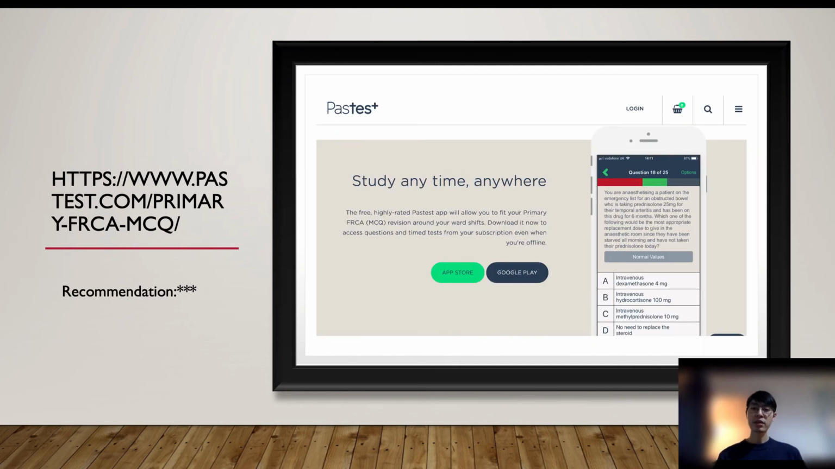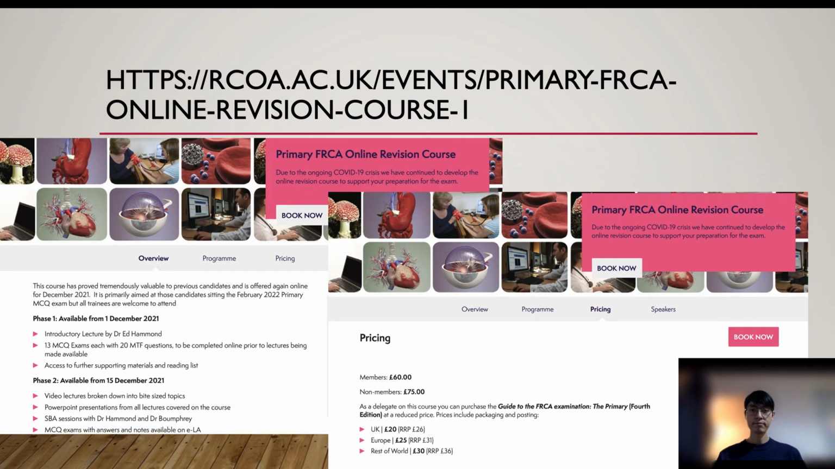PassTest is another app that is very similar to BMJ, also subscription based with 1200 questions and explanations. I find it slightly more difficult than the BMJ and the real exam. I've completed half of the bank.